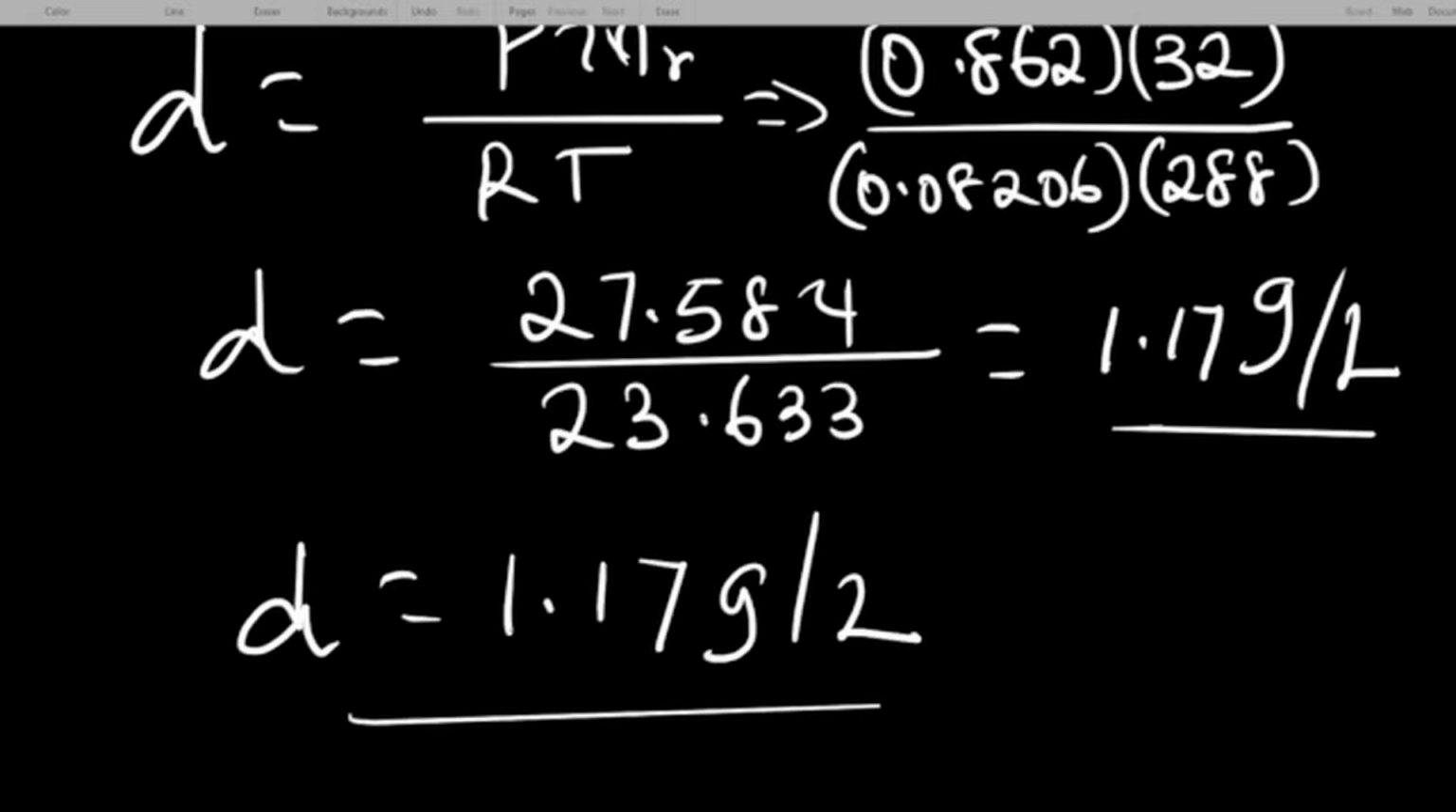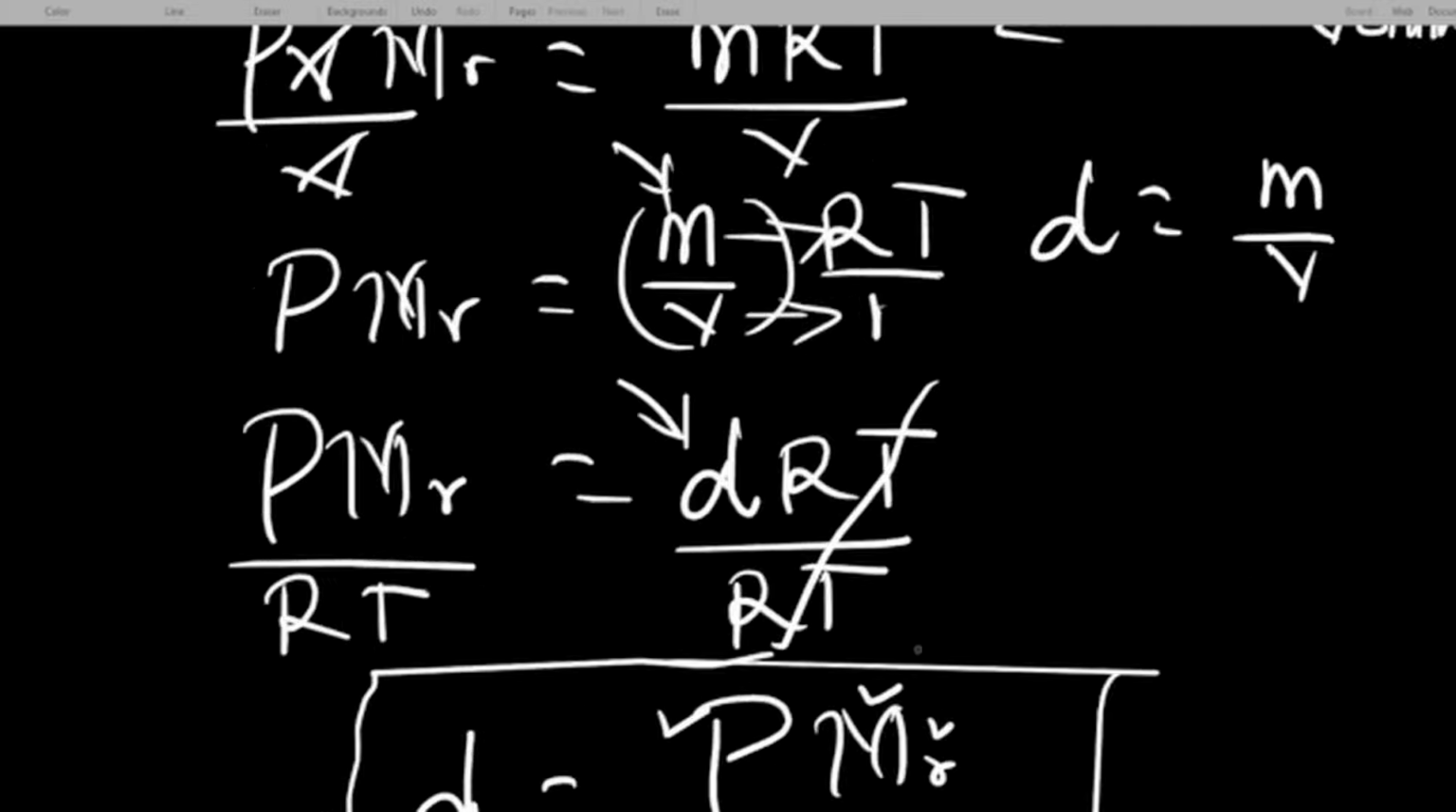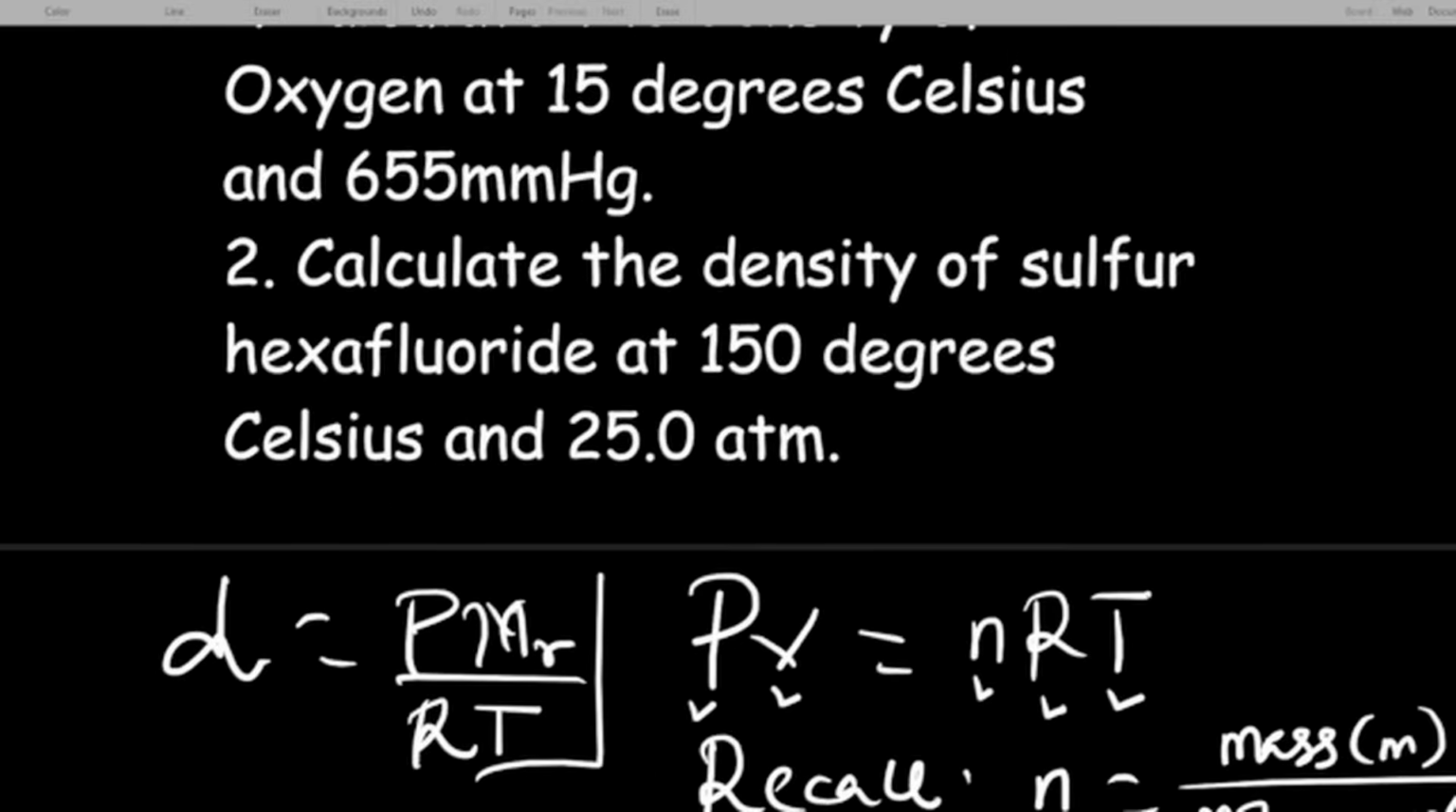We're going to solve the second one without having to derive the formula again. So the second question says that we should calculate the density of sulfur hexafluoride at 150 degrees Celsius and 25.0 atm. Luckily our pressure is in units of atm, but our temperature is in Celsius. So that simply means that we have to convert from Celsius to Kelvin. We also need to find the molar mass of sulfur hexafluoride before we can proceed to solve the question.